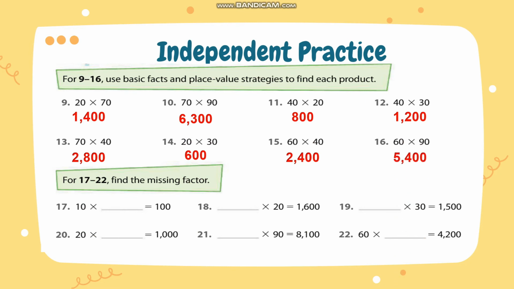Number 14, 600. Number 15, 2,400. Number 16, 5,400. And to find the missing factor, what number to be multiplied to make it 100? That is 10 multiplied by 10. And what number to be multiplied by 20 to make it 1,600? That is 80. And for number 19, 50. Number 20 is 50. Number 21 is 90. And number 22 is 70.